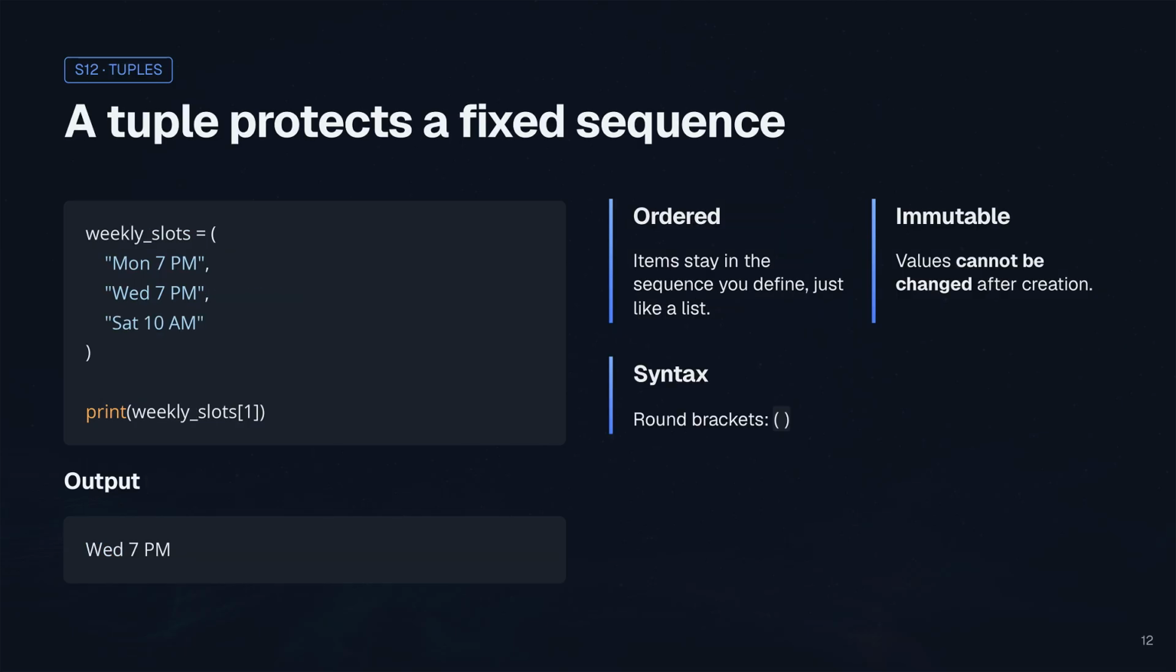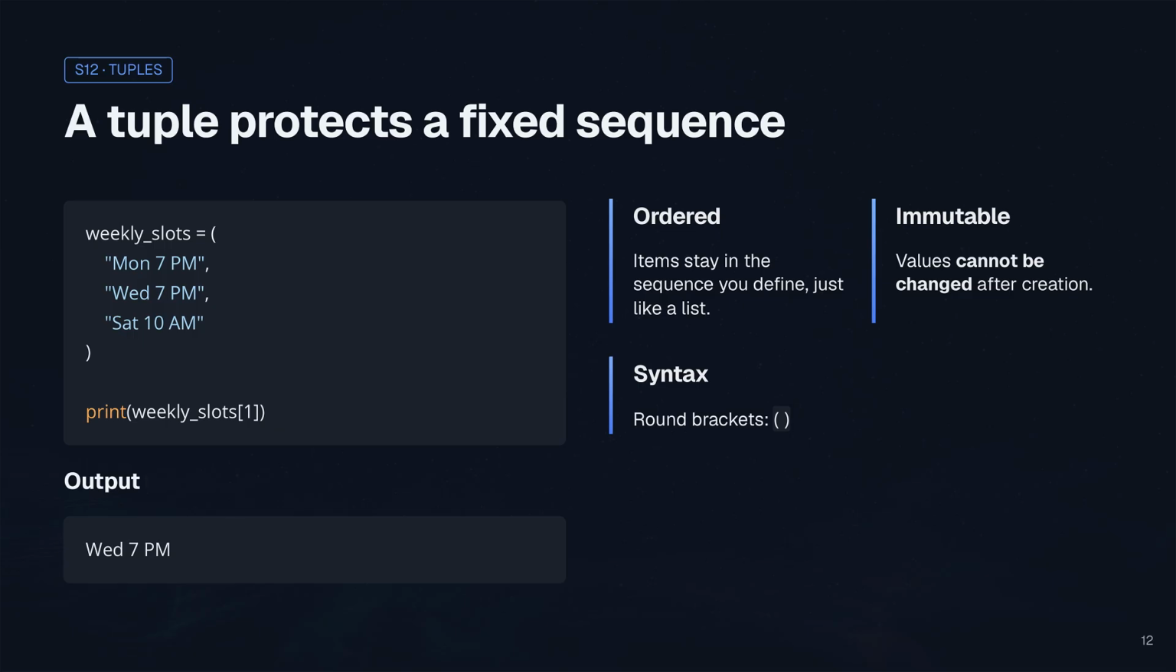Our weekly study slots are ordered, just like tasks, but unlike tasks, this schedule is meant to be fixed. A tuple communicates that intention. Tuples use round brackets and support indexing. So index 1 returns Wednesday at 7 p.m., but their values are immutable. After the tuple is created, an individual item cannot be replaced.